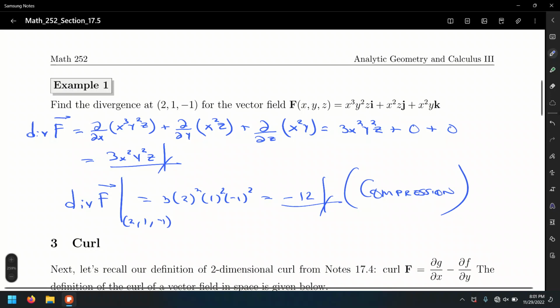All right? The z wasn't square, I don't think. Yes, that's true. Yep. Thank you.